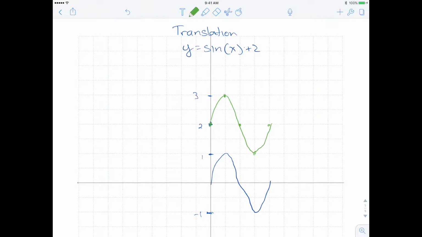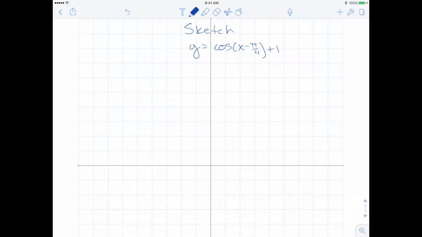Right, and that's really the best way to start to translate these graphs, is to only work on one period, only work until it repeats, and then we can keep the same basic shape. Kind of like that. That's how we would shift this translation up 2 units. All right, so let's look at another translation.